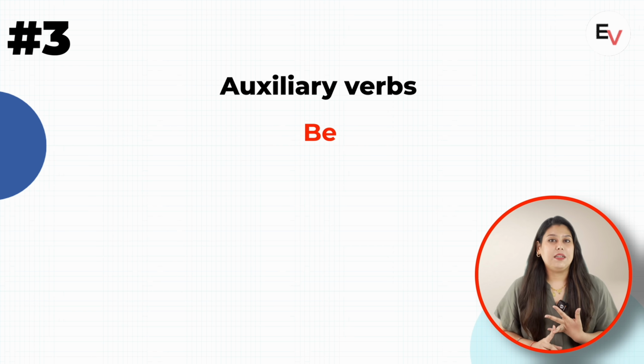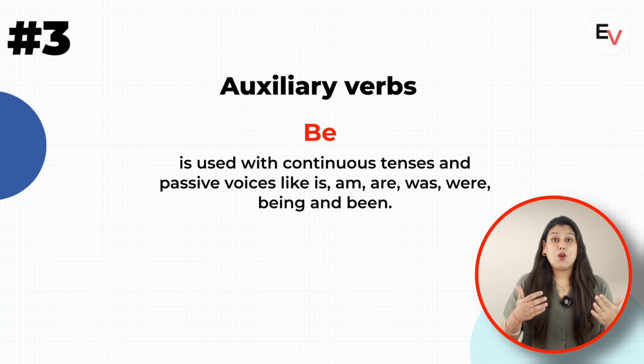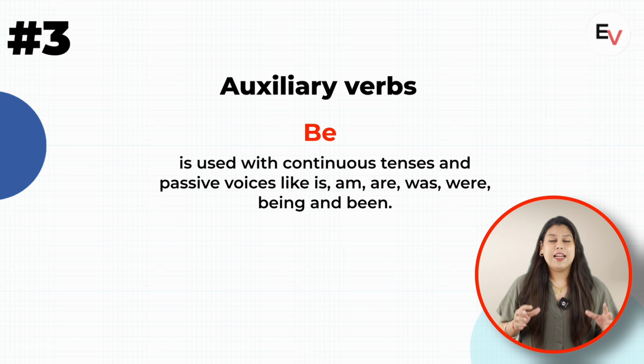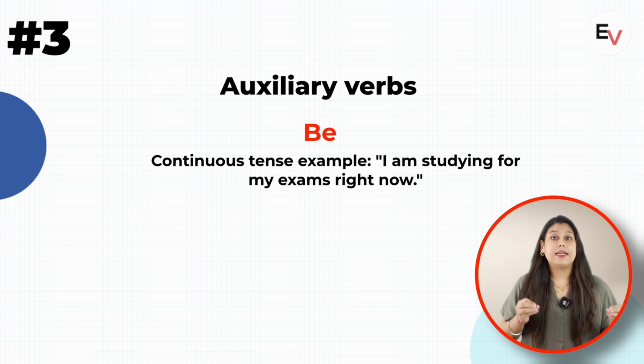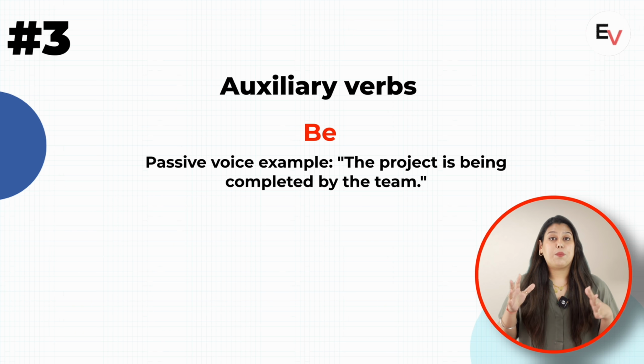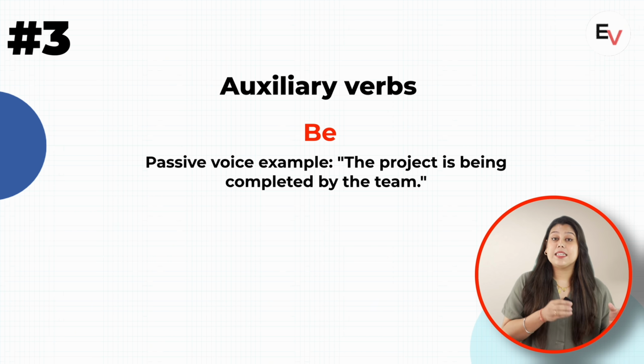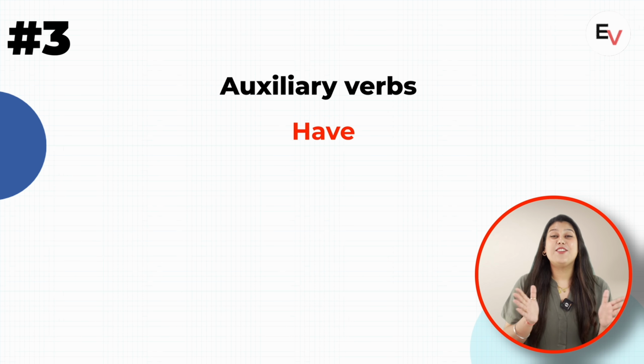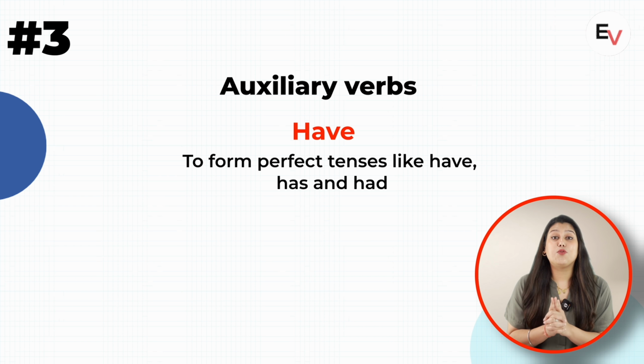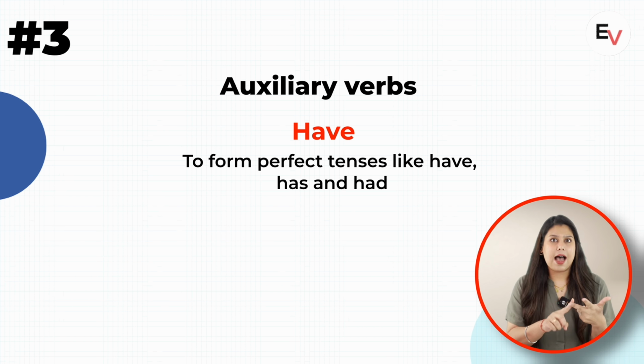Let's start with be. Be is used with continuous tenses and passive voices like is, am, are, was, were, being and been. Let's look at a couple of examples. I am studying for my exams right now. The project is being completed by the team. Moving on to have. Have is used to form perfect tenses like have, has and had.